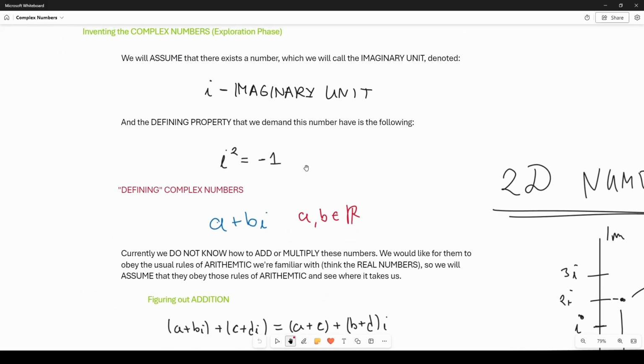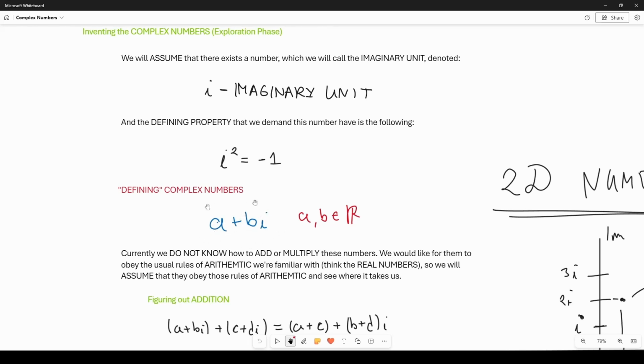So let's expand our toolbox in the following way. We will assume that there exists a number which we will call the imaginary unit, denoted as i, and the defining property that we demand this number have is the following. i squared is equal to minus 1. So we're just outright assuming that there exists a number i such that it satisfies the equation we've seen before, which we could not solve using the real numbers. And now that we have i at our disposal, we can define this new type of numbers, complex numbers.